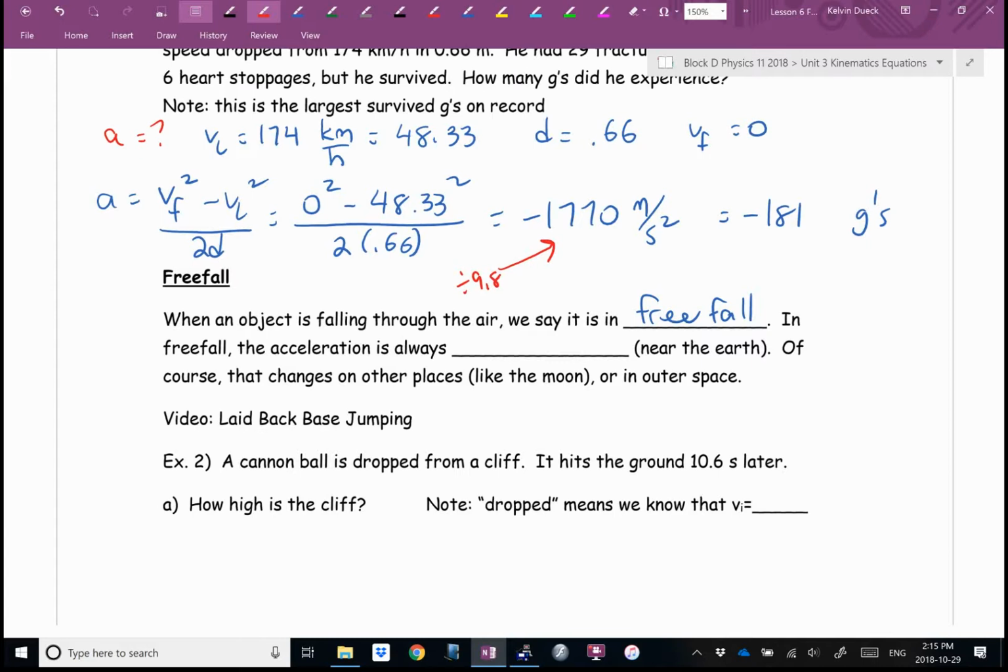In free fall, what's the acceleration near the Earth? You've learned this already. What's g? Yep, that's why we call it g. That happens to be what an object is going to accelerate. We're going to make it negative 9.8 to give it a downwards direction. We'll put the units, meters per second squared. Why did I say near the Earth? What happens as you go further and further from the Earth to gravity? It gets weaker. Okay. So that changes also on other places like the moon or in outer space.